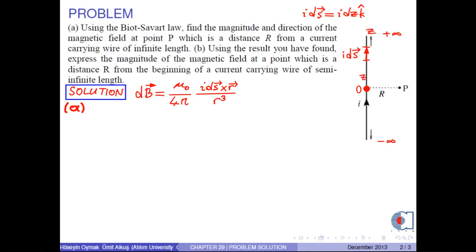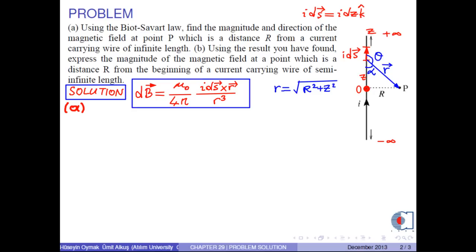Point P is at a distance r from the length element, where theta is the angle between the current element and the position vector r. In the figure, there is a right triangle, and r can be found by the Pythagorean theorem as the square root of R squared plus z squared. The direction of the magnetic field at point P is found by the right-hand rule as into the page.